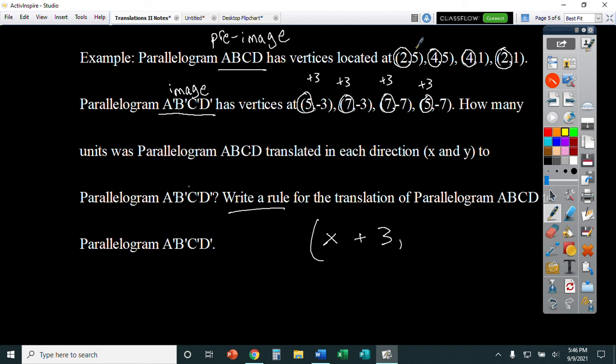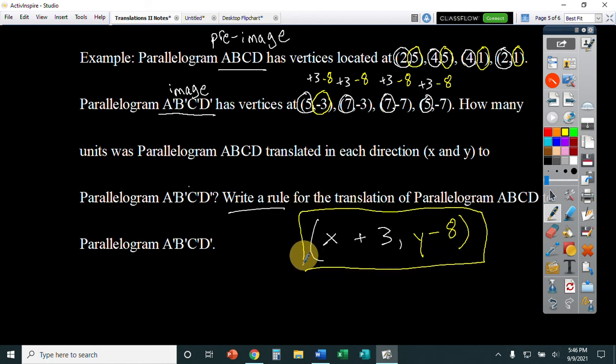Then I'm going to, well, I'll do it in yellow. I don't want to confuse. I look at the y coordinates, 5 to -3, and this is where you got to be good with positive and negative numbers, is -8. And again, 5 to -3 is -8. And then 1 to -7 is -8. And again, it's -8. So I took all the y coordinates and I subtracted 8 from them. So it's the same rule that I got from graphing.